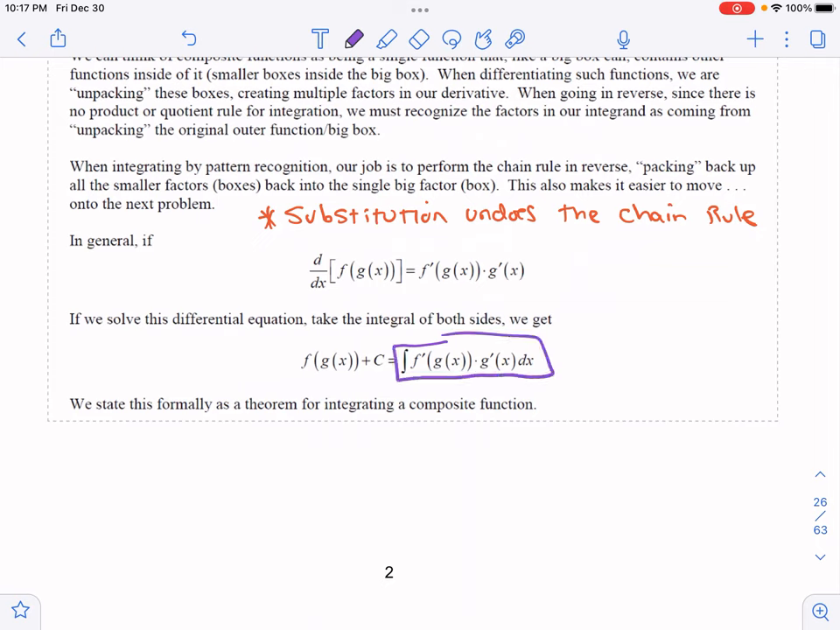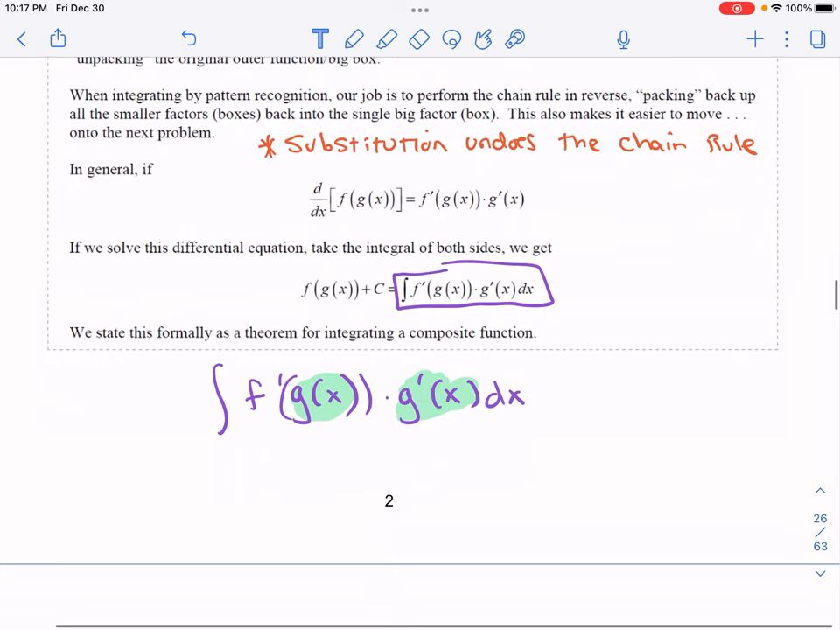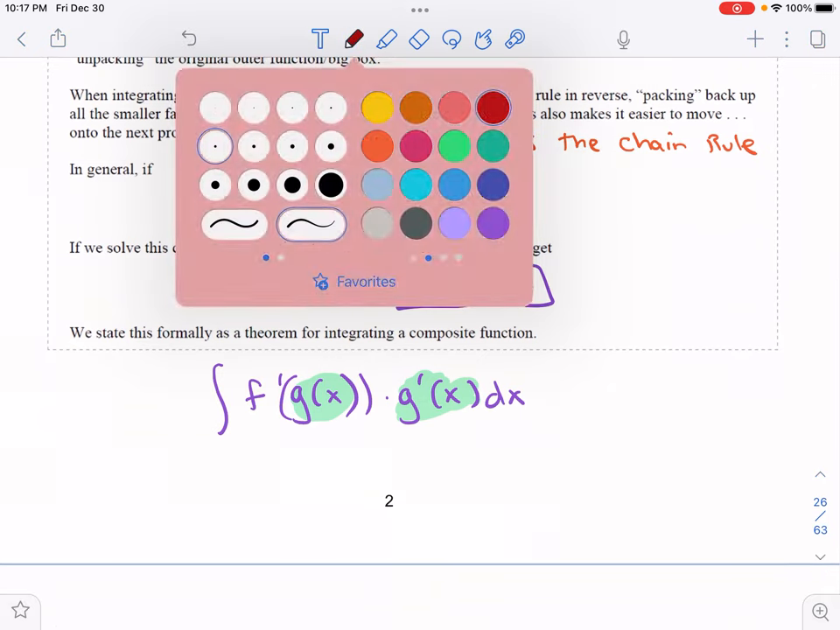Let me indicate the structure of what this looks like. Say you had an integral that can be thought of as f prime of g of x times g prime of x. What you should notice is that you've got this g of x, and then you have its derivative, both present within the integral. That is a situation in which substitution will work very well.